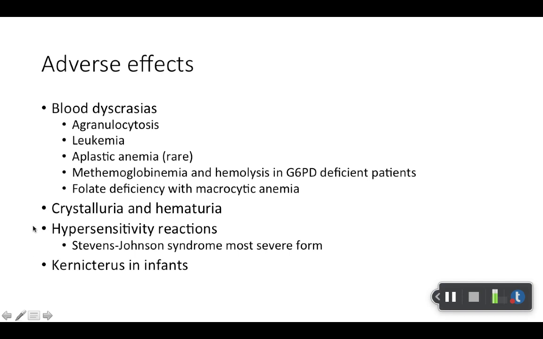So unfortunately, you have to be concerned with rare but serious blood dyscrasias. You guys can read through all of those. I already mentioned this already. And the other one that you need to be worried about, and put a star by, is hypersensitivity reactions.